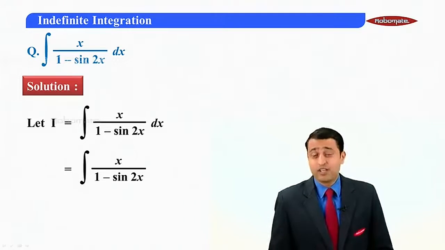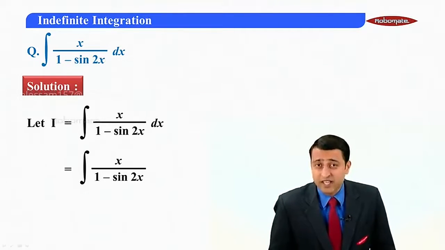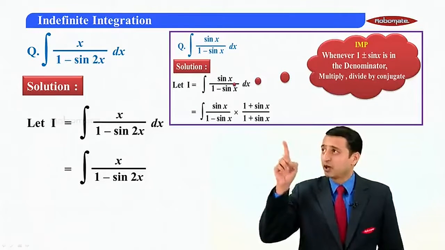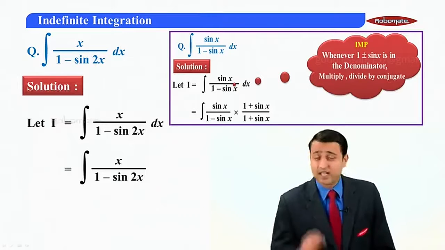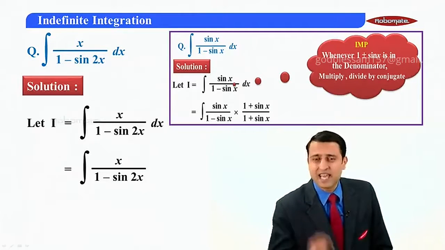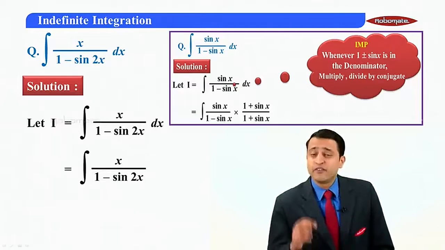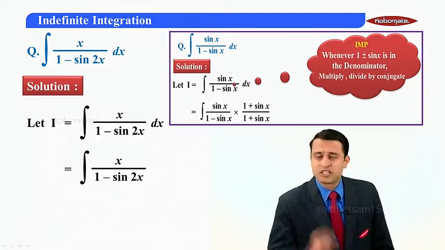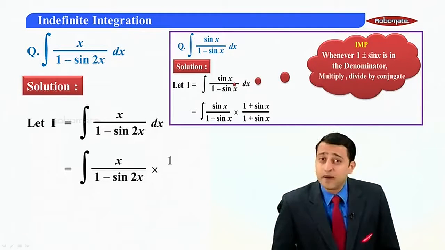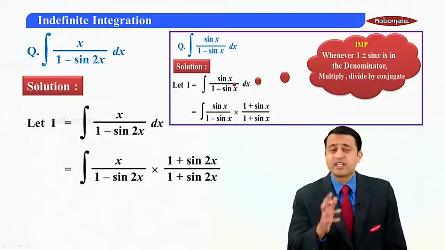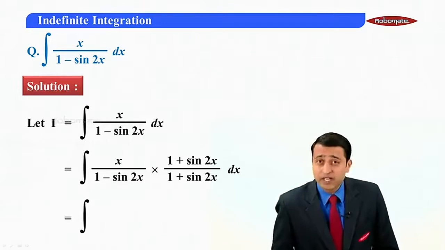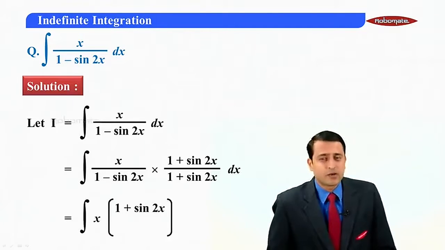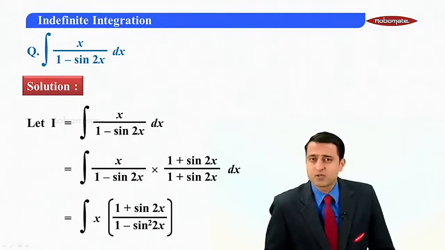Now if I remember very clearly from standard 11, I know the method now. And the method is, we need to multiply and divide by the conjugate. We have seen in standard 11 that whenever 1 plus minus sine x is there in the denominator, we should multiply by the conjugate so as to convert the denominator into a single term. That's what we are going to do here. Multiply and divide by 1 plus sine 2x in the integral. Now the numerator will look like x into bracket 1 plus sine 2x upon 1 minus sine 2x into 1 plus sine 2x, which is 1 minus sine square 2x.